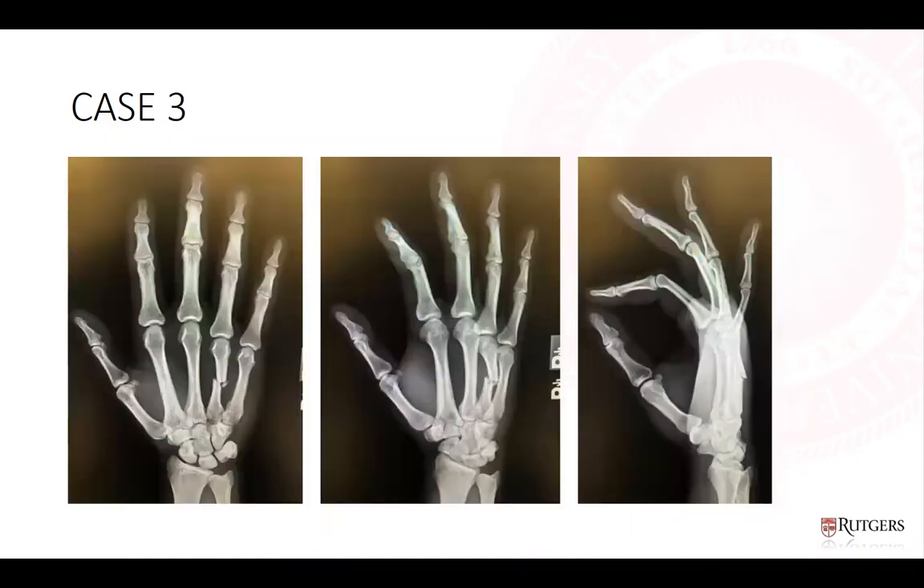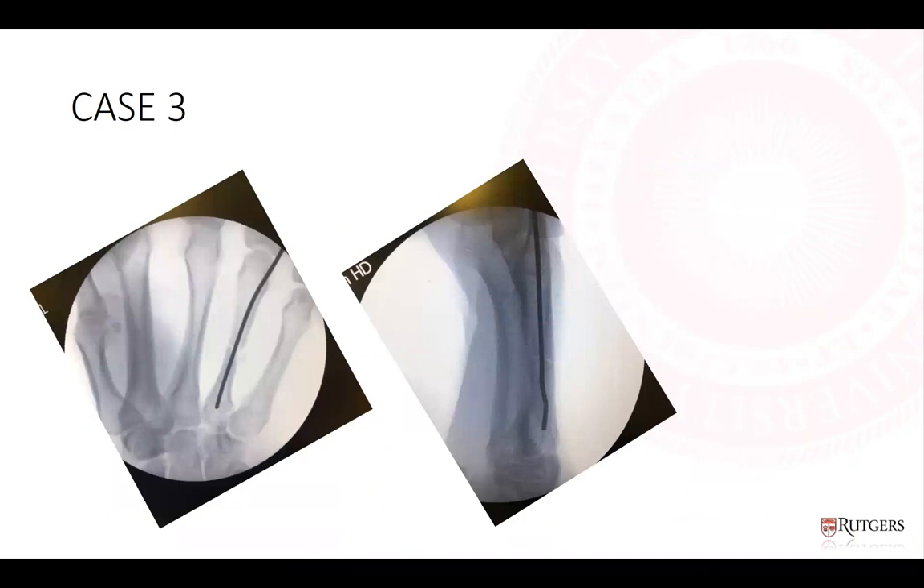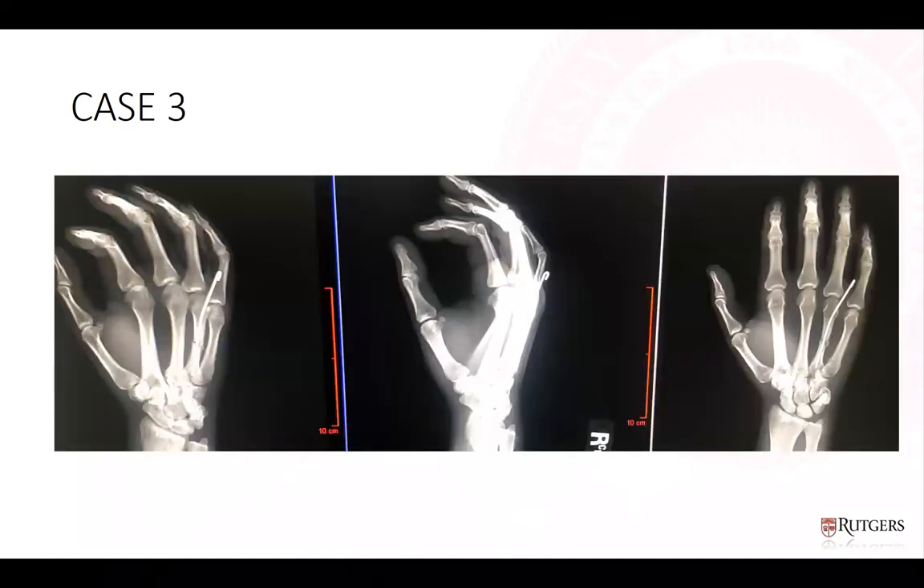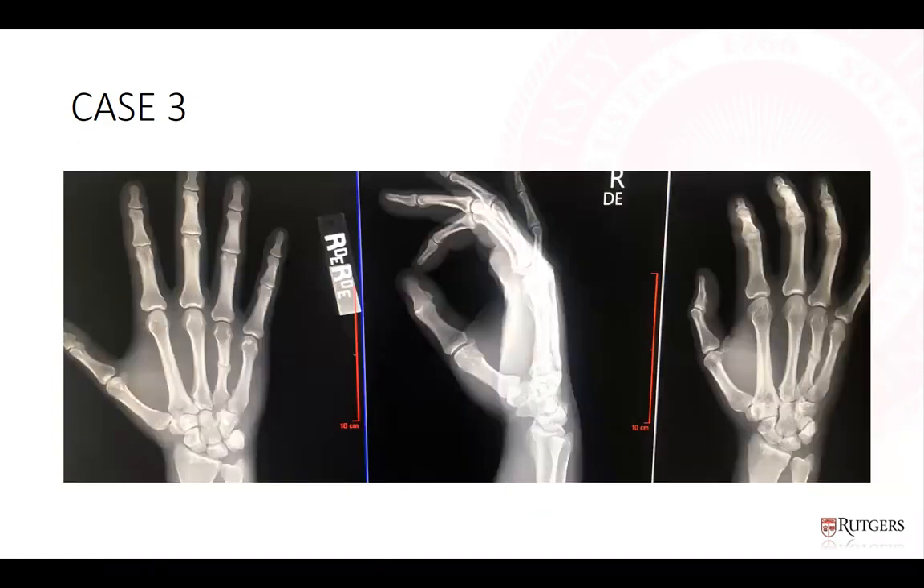Case 3, so this was the isolated ring finger metacarpal shaft fracture in the hockey player. This one was treated with intramedullary pinning. These are fractures a couple weeks out. The pin was removed. This is 2 months later, showing good callus formation. He had excellent motion at this time. And then these are most recent images where he's allowed to return back to contact.